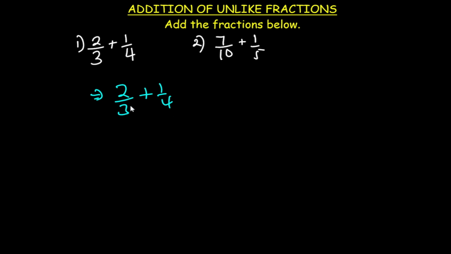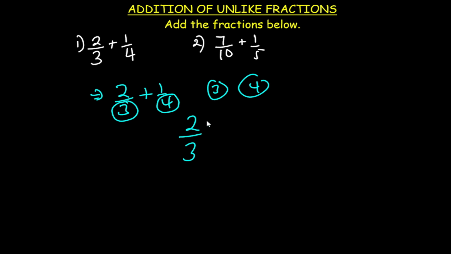Now over here, 3 is the denominator and 4 is also a denominator. So now we have 3 and 4 as the denominators. What you do is take the first fraction, which is 2 over 3, and take the second denominator, the 4, and multiply the 4 by the numerator and the denominator. The 4 belongs to the other fraction, so 2 times 4 and here times 4. 2 times 4 is 8, and 3 times 4 is 12.